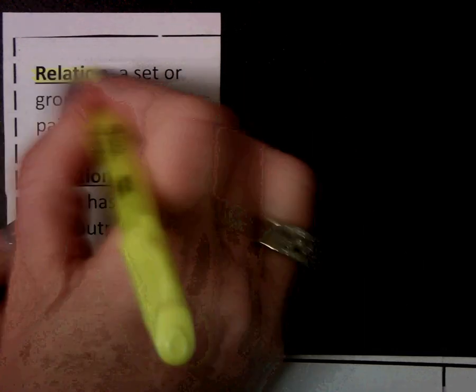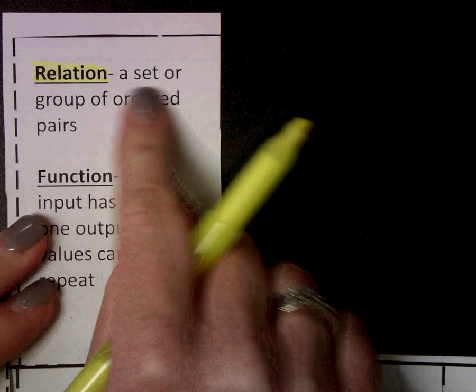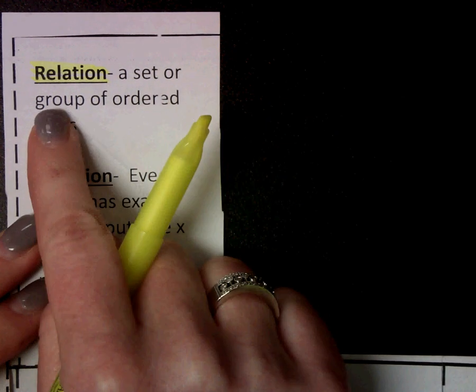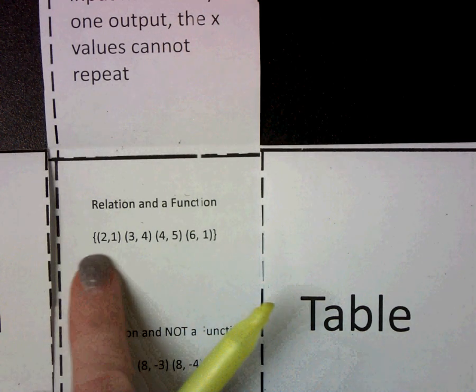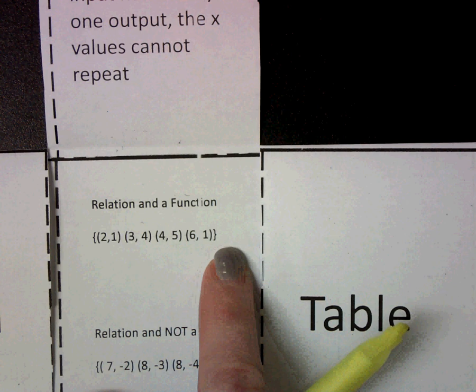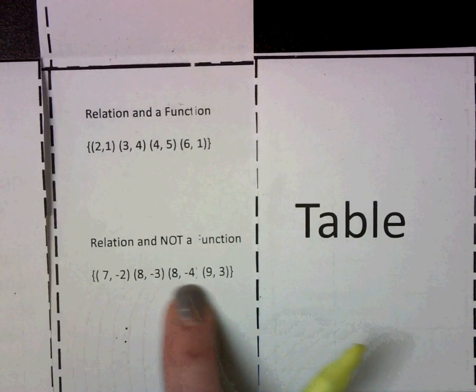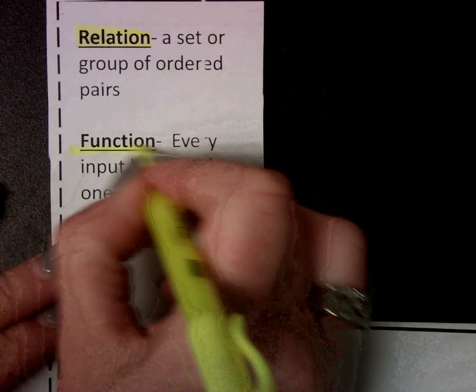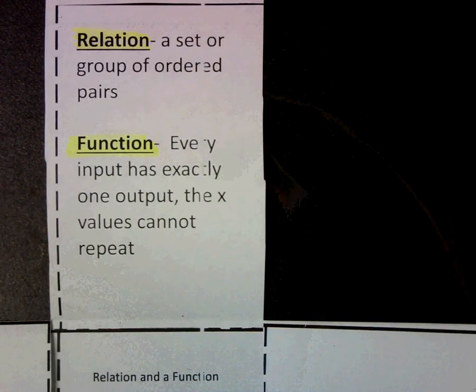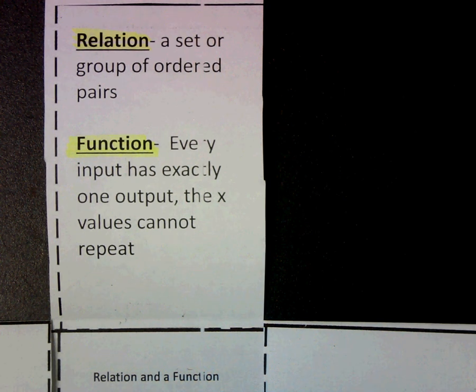A relation is simply a set or a group of ordered pairs. That's all it is. You can see down below here, I have a set or a group of ordered pairs. Okay, both of these are examples of relations. What we need to know now is we need to be able to determine whether or not our relation or our ordered pairs represent a function.